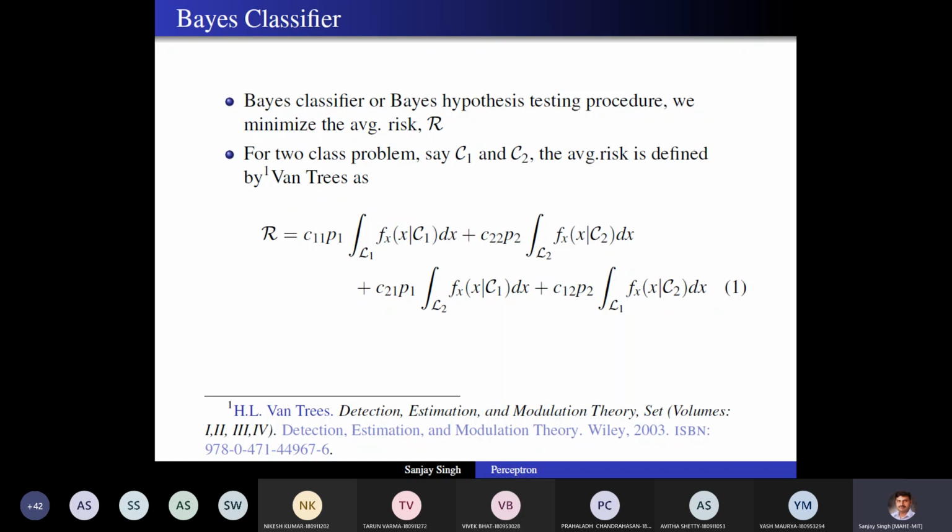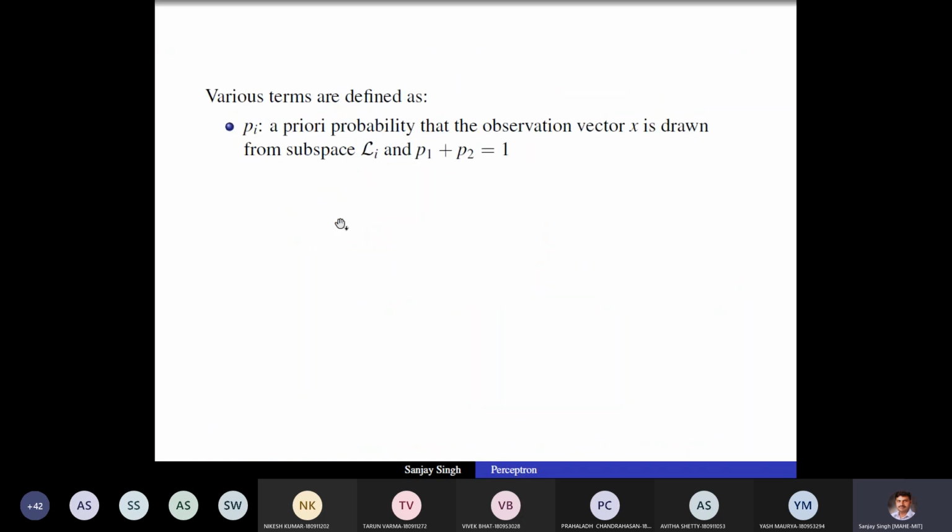Now here, this P1 and P2 are called prior probabilities. Let me explain this. Pi is nothing but the a priori probability that the observation vector x is drawn from the space Li. Li means whichever of the two spaces I'm talking about, L1 and L2, and P1 plus P2 should be 1. So this is a prior probability, meaning the probability that it belongs to class 1 or it belongs to class 2.